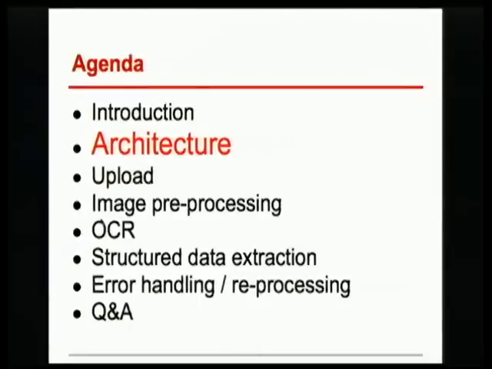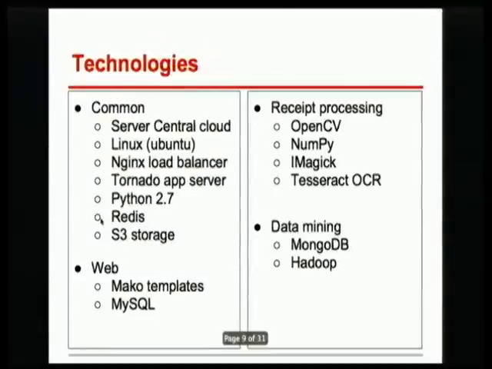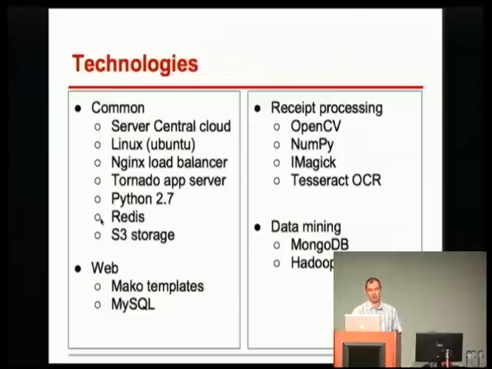So let's talk a little bit about the overall architecture before we dive into the details of the pipeline. A lot of people ask me, okay, what kind of technology are you using? So I'll just throw it here. We are a full open source stack. Linux, Nginx, Tornado. We are using Python 2.7. Redis for caching. The only non-open source thing we have is S3 for storing the receipt images.